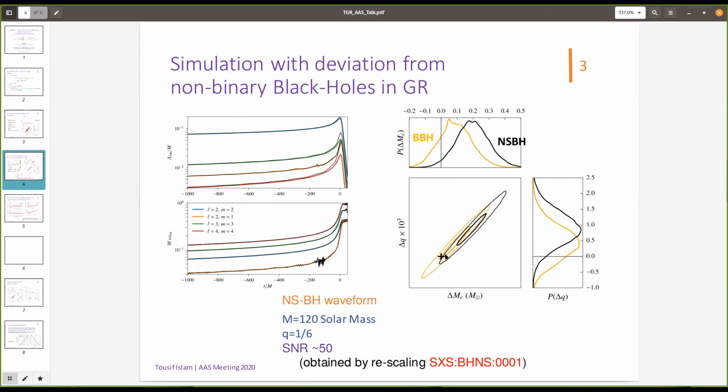And the GR expectation, that is (0, 0), denoted by the plus sign, lies outside 90%. That means that the test is able to distinguish that this is not a signal that comes from a binary black hole in general relativity. Along with that, we also show the posteriors that have been recovered from a binary black hole system in orange, and the binary black hole system has all the parameters consistent with the NSBH waveform. The only difference is it's a binary black hole. And for that particular system, the GR expectation (0, 0) lies within the 90% credible interval, showing that the test is able to say that this is a GR signal, and the other one shown in black is not a GR signal.